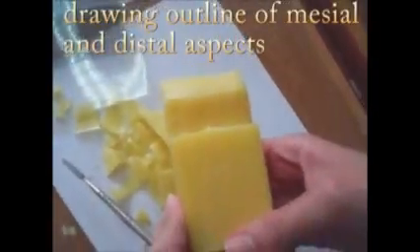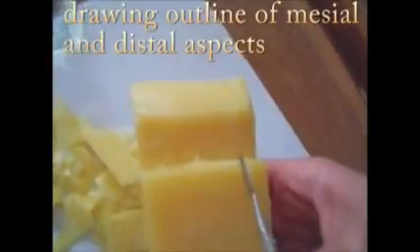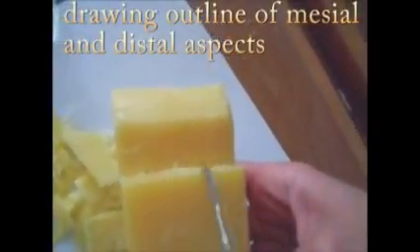Okay, now we draw the outline of the crown on the mesial side and on the distal side. The buccolingual width of the crown at the cervix is 6.5 millimeters, so it is 13 from the midline on each side.